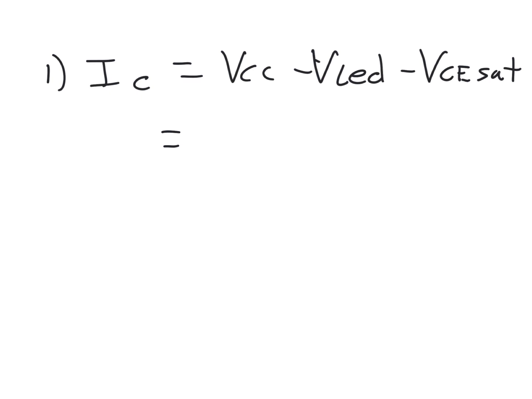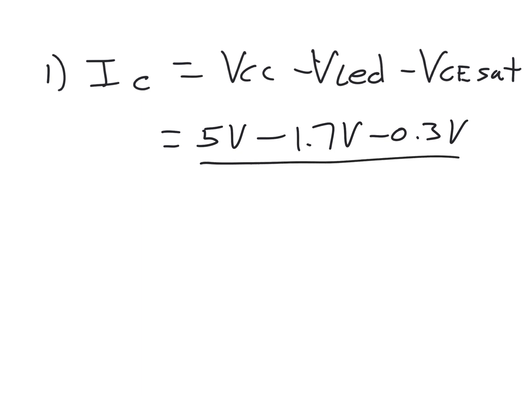So this is going to be 5 volts minus 1.7 minus 0.3, okay, equals 3 volts, and divide it by the 330 ohms, okay, equals, well, technically 9.1 milliamps.